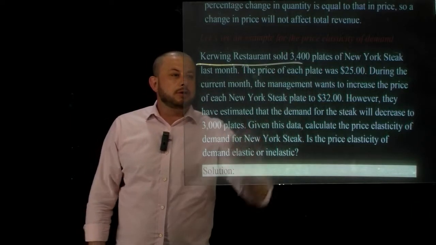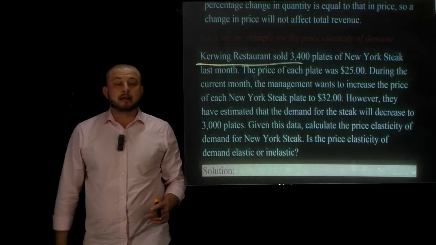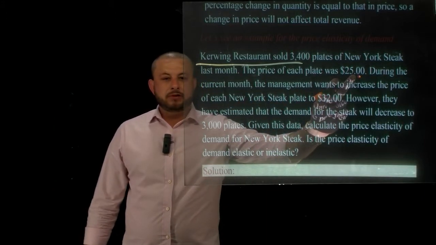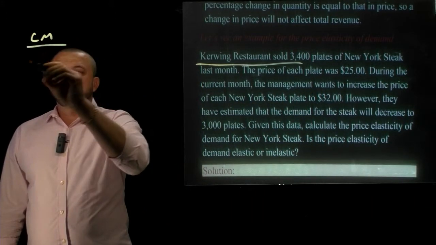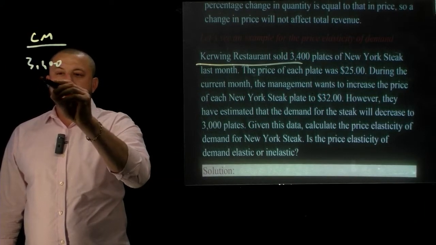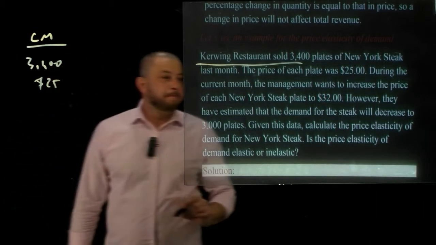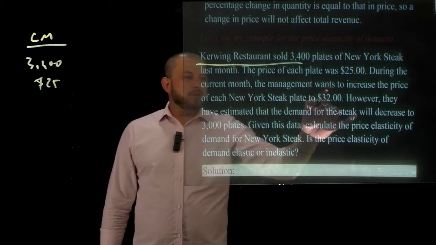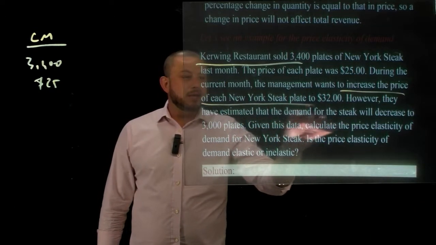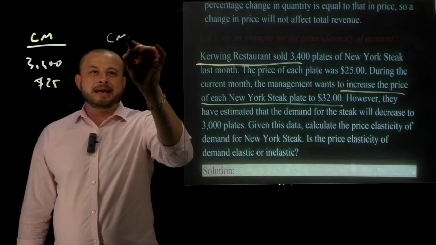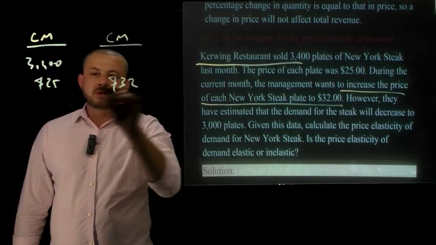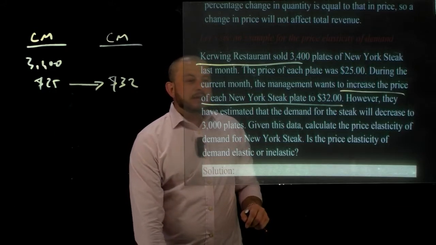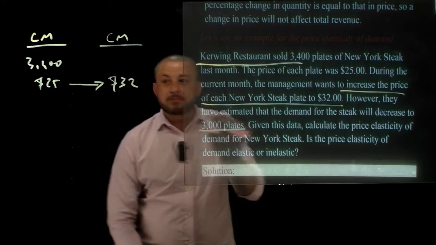Curving Restaurant sold 3,400 plates of New York steak last month. Cool. The price of each plate was $25. Great. Last month, LM, 3,400 plates and each $25 steak, which is my favorite. During the current month, the management wants to increase the price of each New York steak plate to $32. CM, current month, $32, 25 to 32. Okay. However, they have estimated that the demand for the steak will decrease to 3,000 plates.